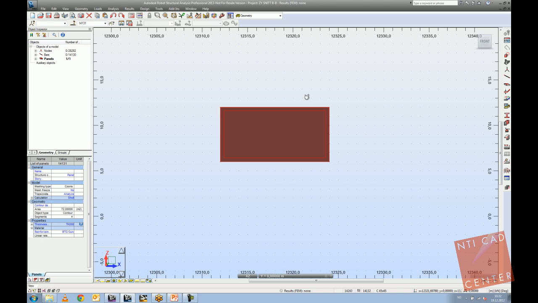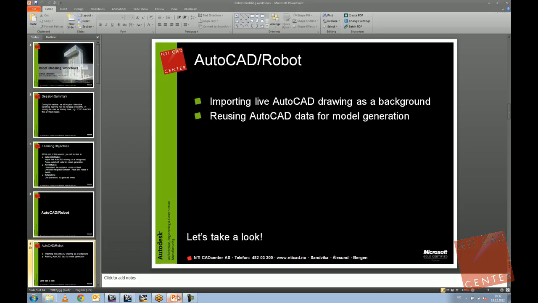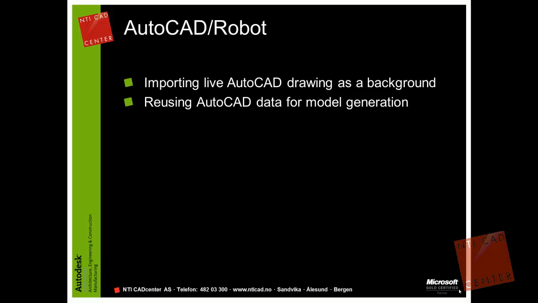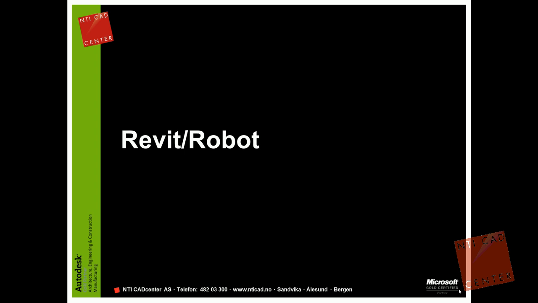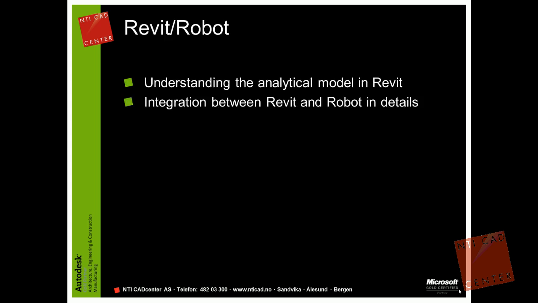So that's pretty much about the AutoCAD files. Again, the questions you have, I will take in the end. So now I will move a little bit further to the next step, which is Revit Robot integration. This will be the most extensive topic because I believe this link is something you should use. That's the best option you have. And when talking about it, we will talk about understanding the analytical model in Revit and integration between Revit and Robot.